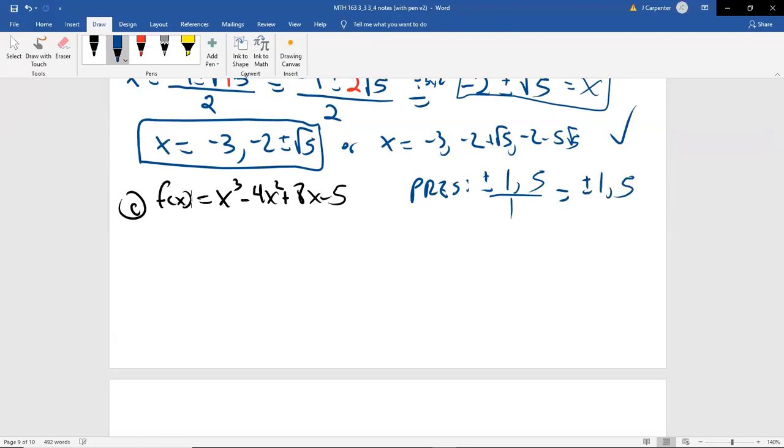Again, only 4 possible rational zeros. Maybe 3 of these 4 work. Maybe 2 of them work and 1 of them is repeated. Maybe 1 of them works and then the other 2 zeros are irrational, maybe. Don't know. We'll find out.